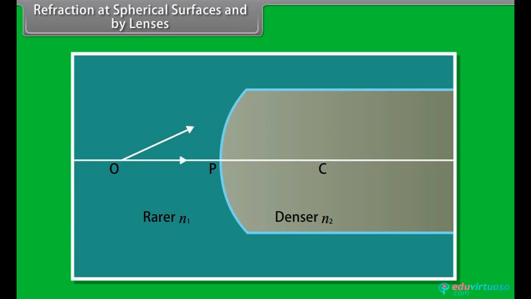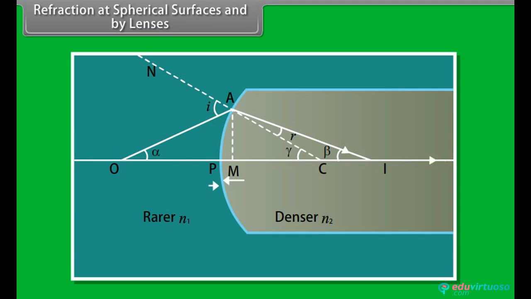The figure given shows a convex refracting surface separating two media. Let P be the pole and C the center of curvature of the refracting surface. Let N1 and N2 be the refractive indices of rarer and denser media respectively.